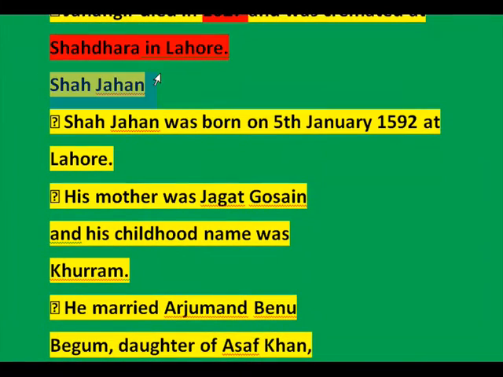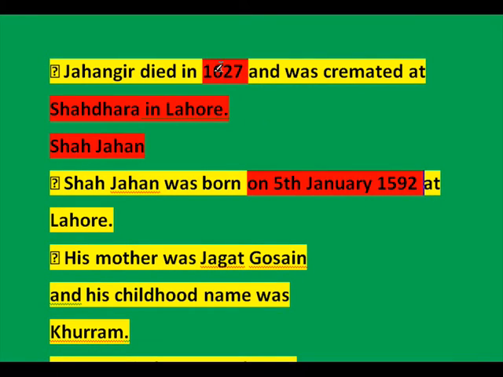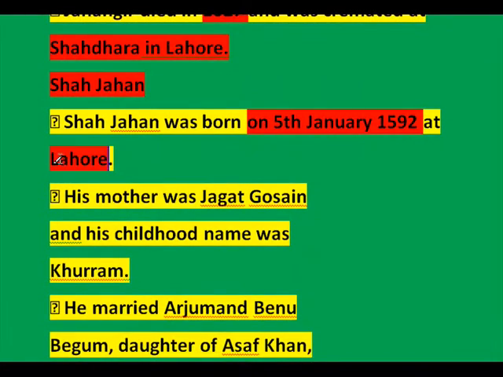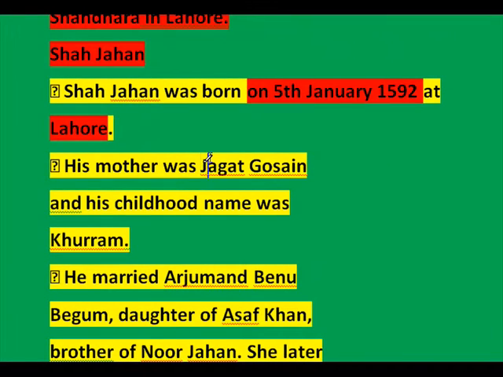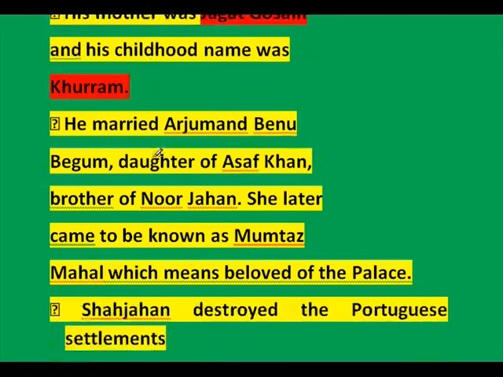Next, Shahjahan. Now we discuss Shahjahan. Shahjahan was born on 5th January 1592 at Lahore. His mother was Jagat Gosain, and his childhood name was Khurram. Whose childhood name is Khurram? Not Jahangir; it is Shahjahan's name, and his mother was Jagat Gosain.